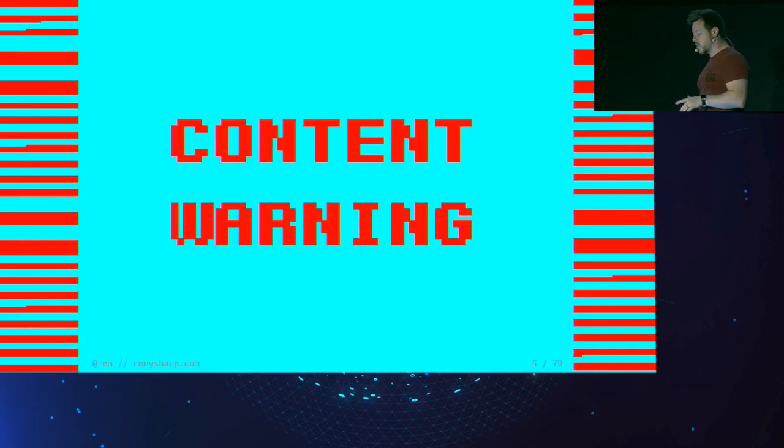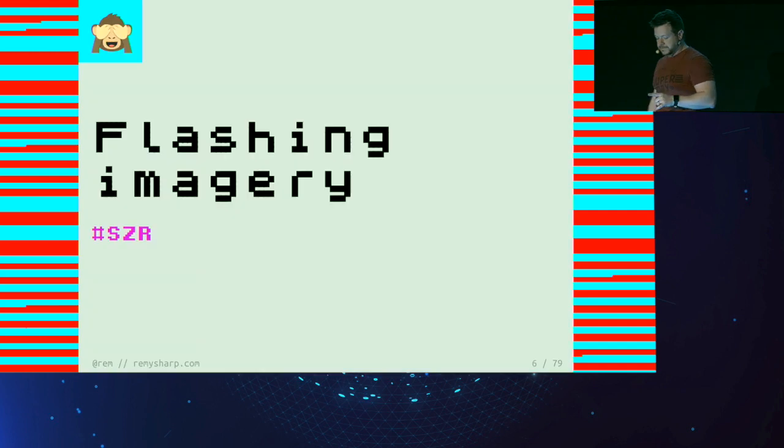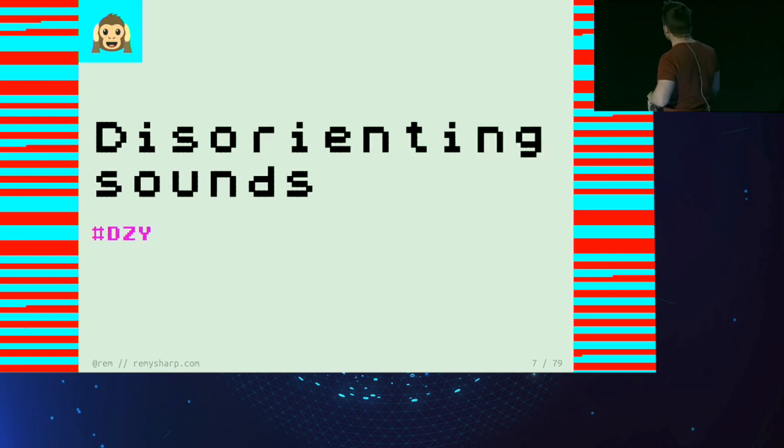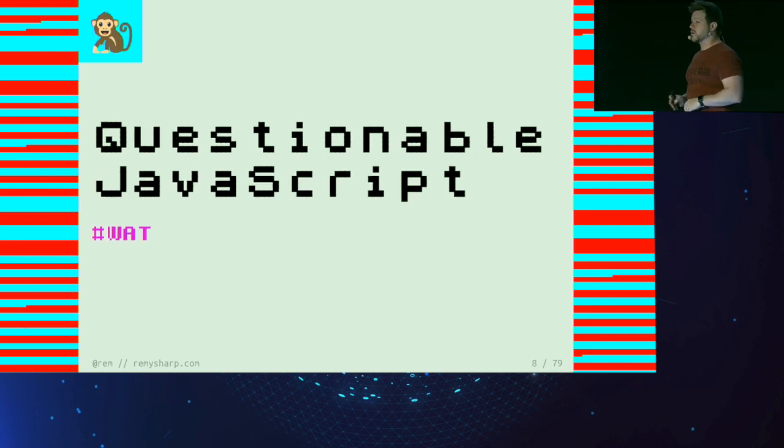But before I get into my talk, I've got a couple of content warnings. There is some flashing imagery. So if you see this icon up in the corner, there's going to be some flashing imagery. There is some disorientating sounds. So I've got this icon up in the corner, so much so that when I started rehearsing this talk, my seven-year-old son was like, oh god, not this again. And there is some very questionable JavaScript. So you can judge me all you want, but it will make no difference to the quality of the code.